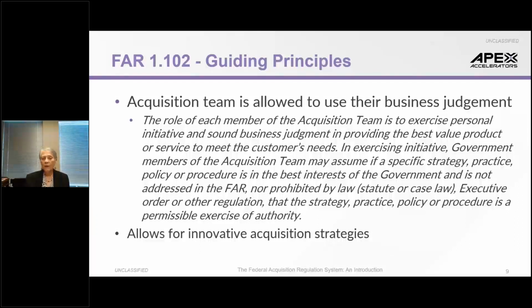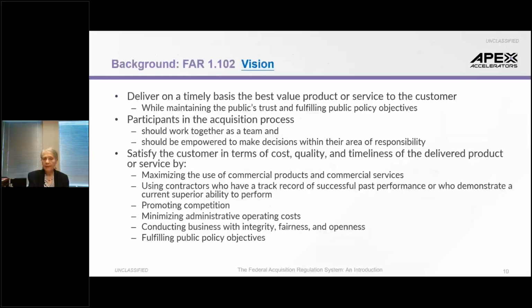And it allows for innovation in their acquisition strategies. Some of the things you may have seen in recent years include the federal strategic sourcing initiatives and even some other transaction agreements.